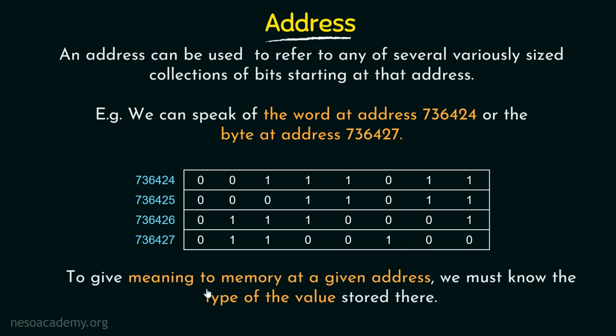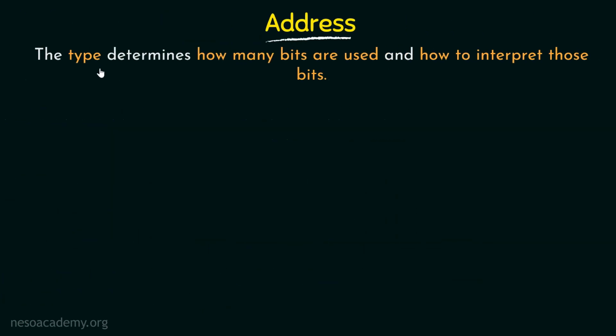So to give meaning to the memory at a given address, we must know the type of the value stored there. Only if we know the type of the value that is stored at a particular address will that data at that memory have a meaning. So we will explain that in the next slide. As I said, the type determines how many bits are used and how to interpret those bits. So we will make it clear using examples.